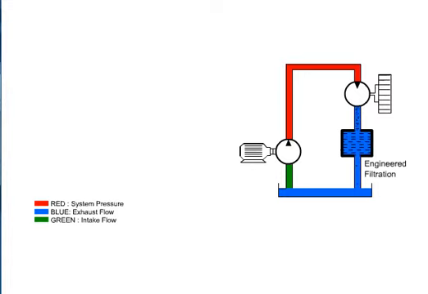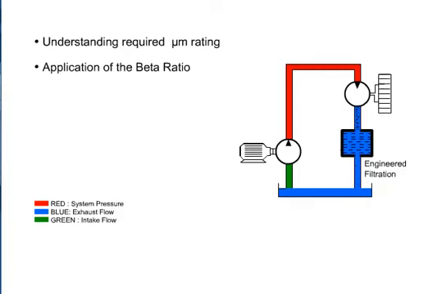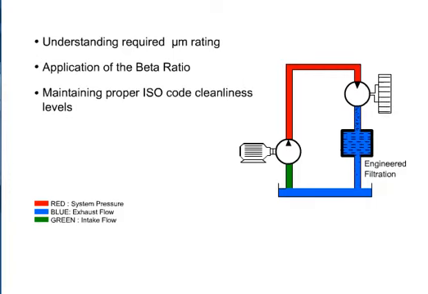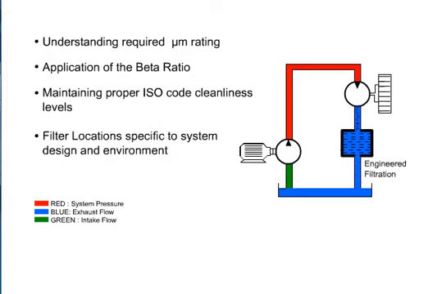Engineered filtration includes understanding required micron rating, application of the beta ratio, maintaining proper ISO code cleanliness levels, and filter location specific to the system design and environment.